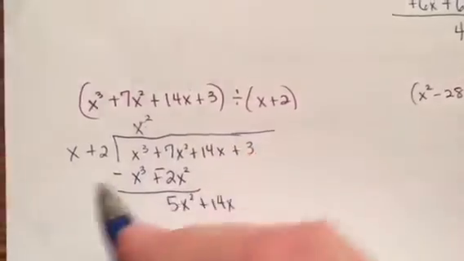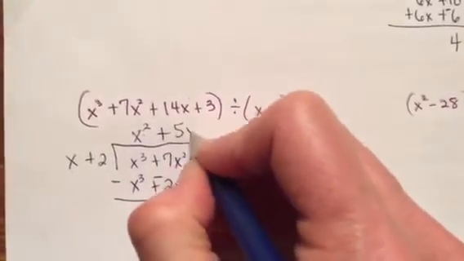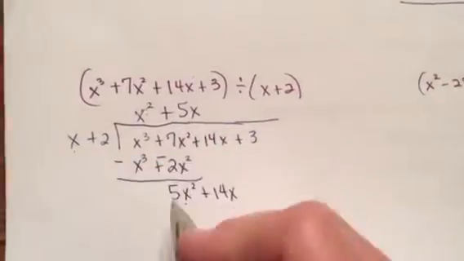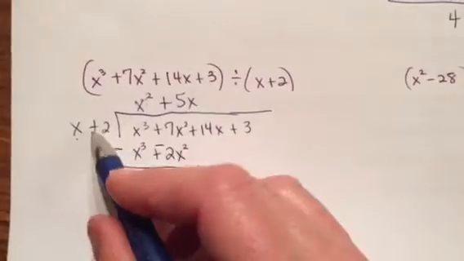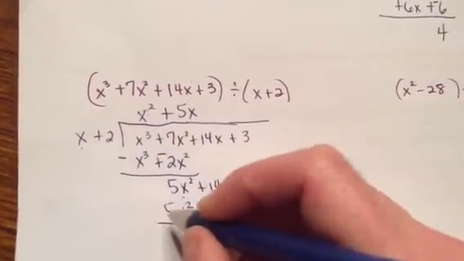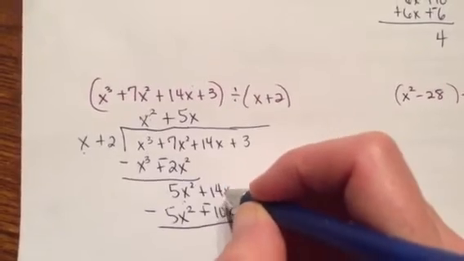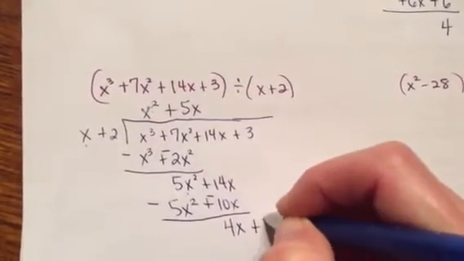Okay, let's see. I'm looking at my first two terms, and that's it. And it looks like I need to multiply by a 5x, because 5x times x is what gives me 5x squared. 5x times 2 is a positive 10x. And then change your signs. 14x minus 10x is 4x. Look, I still need to bring down a positive 3.